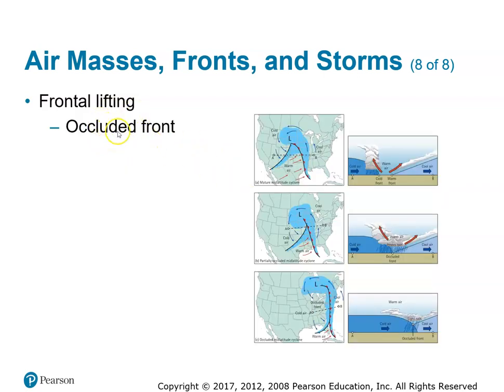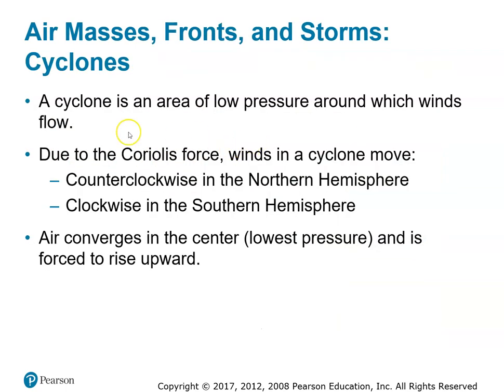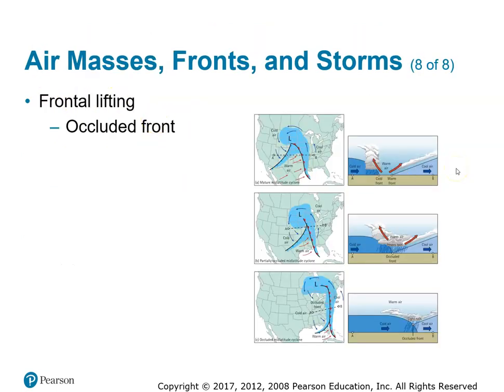An occluded front is when a warm front and a cold front merge. So here, a cyclone. Is there more information we can get from this? Yeah, it's just when the cold front and the warm front have merged.